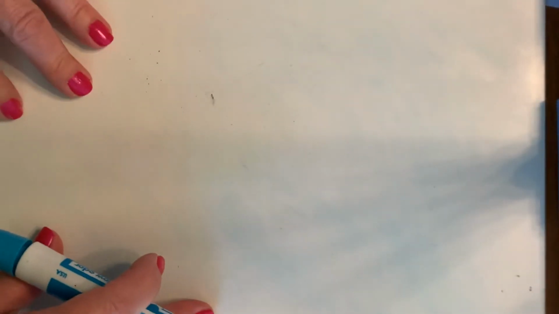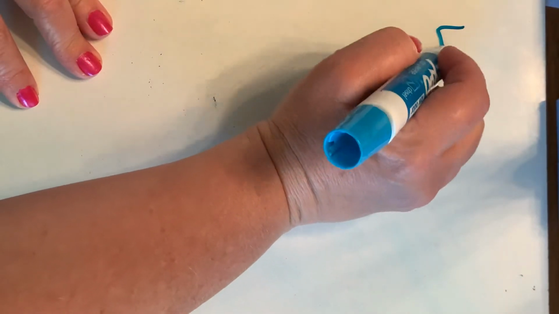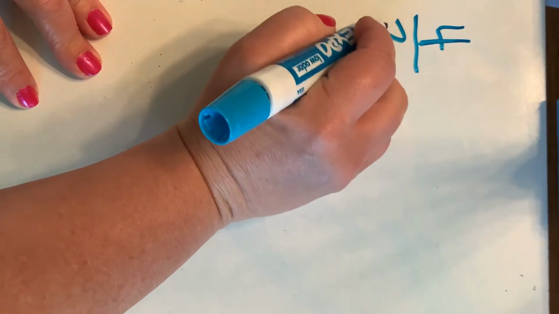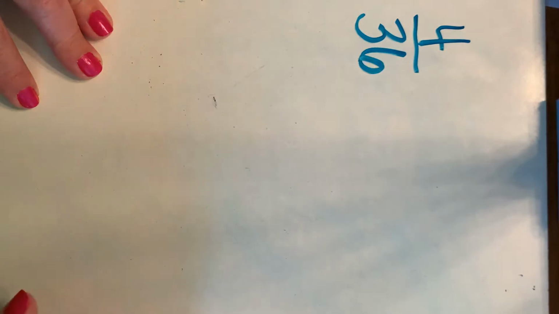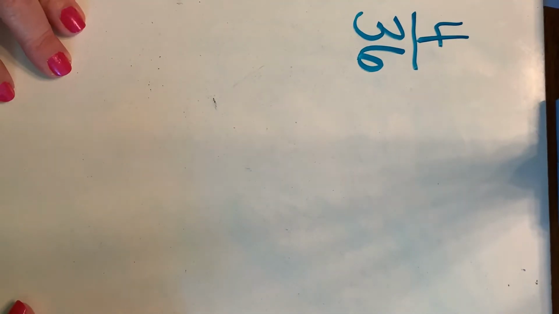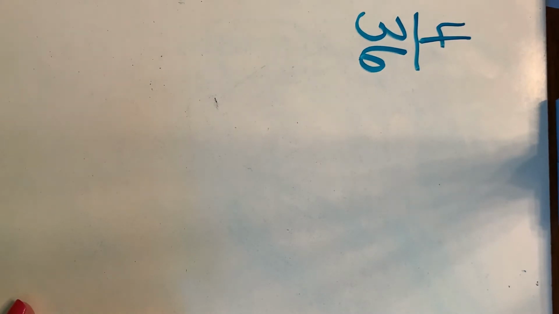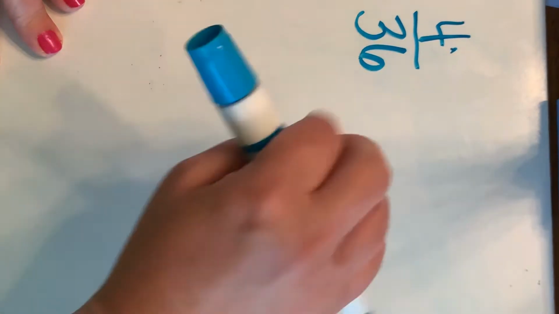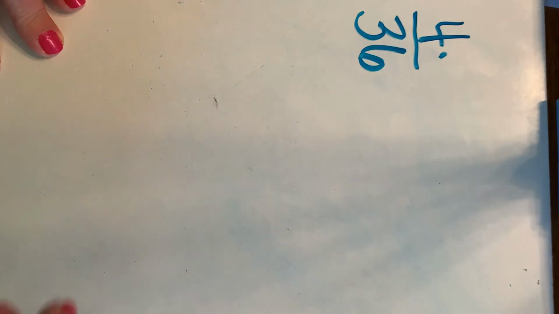Why don't we do something like 4/36? Now that looks kind of strange because we're not used to seeing these, and I'm just doing this as an example for you. You might not have any. Well, you will have a few. Now, what is the first thing you ask yourself? Will the numerator go into the denominator? Will 4 go into 36?